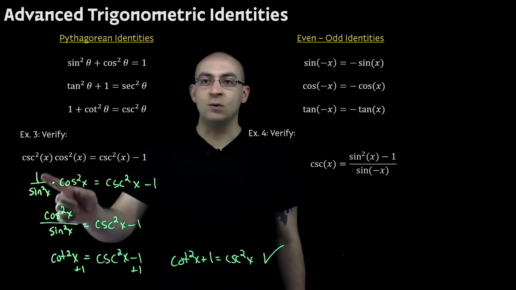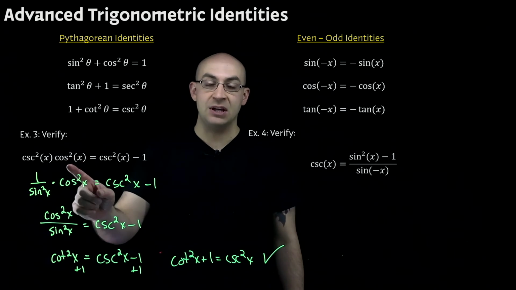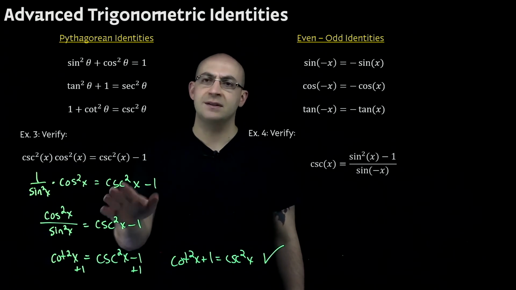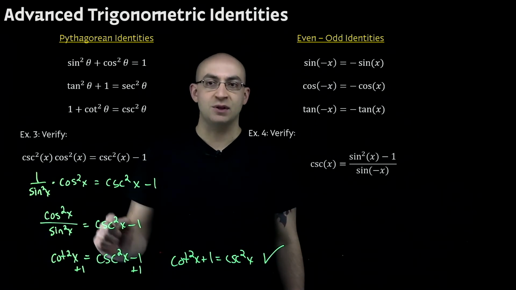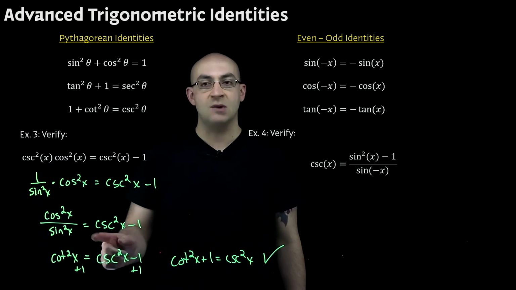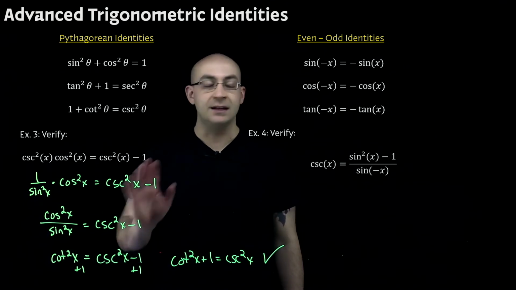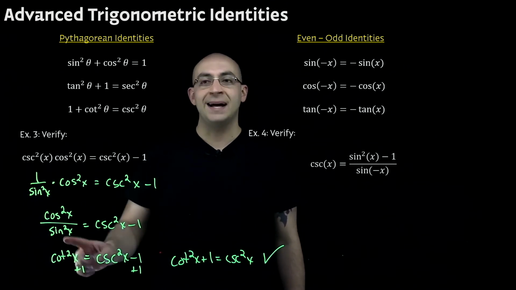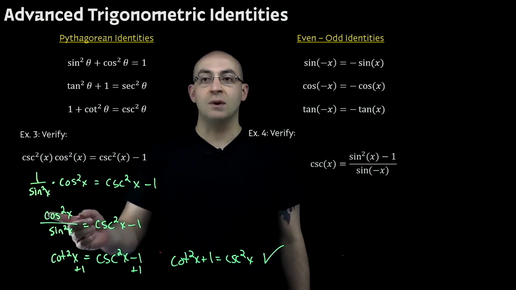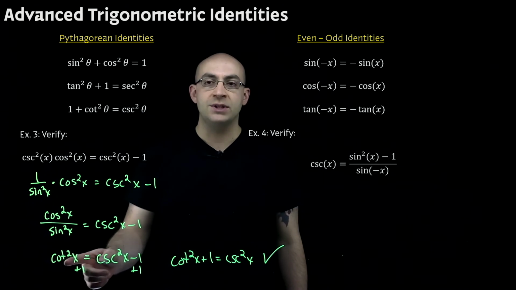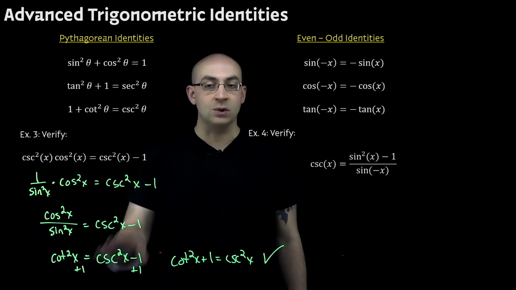So we did 1 over sine squared x times the original part, cosine squared of x. Obviously, we left the right-hand side the same. Now, we combined the terms here by multiplying, which gave us cosine squared of x over sine squared of x, and that's going to equal cosecant squared of x minus 1. Again, we didn't change the right-hand side at all. But cosine over sine is cotangent. So we replaced the fraction with cotangent squared of x, which equaled the right-hand side.